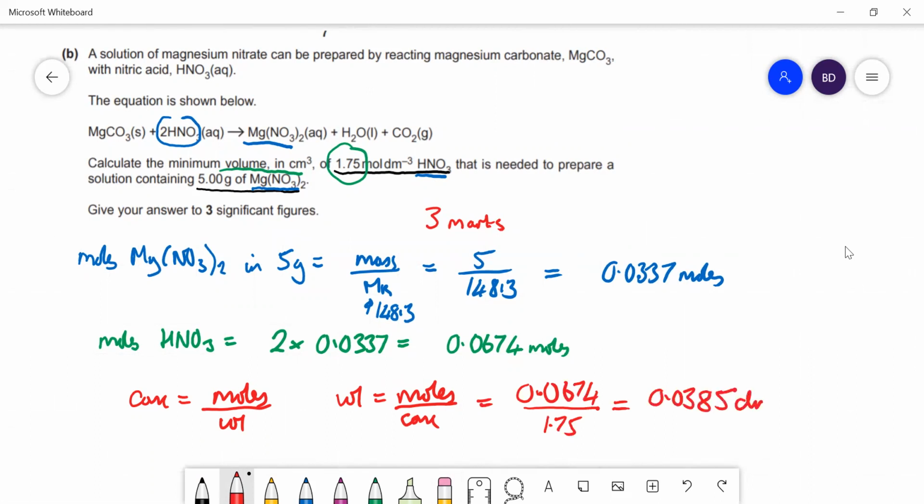0.0385 dm cubed, multiplied by 1,000 to get it into centimeters cubed. That gives us 38.5 centimeters cubed. That's the minimum volume, and we've given it to 3 significant figures, so that's right there.